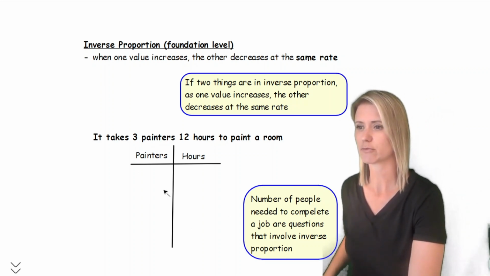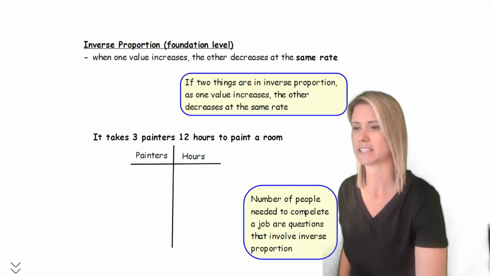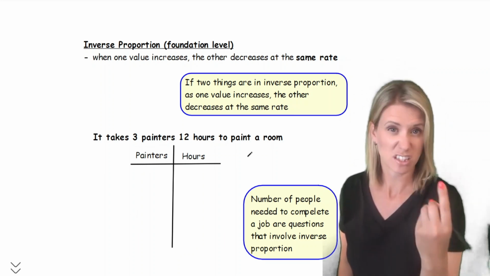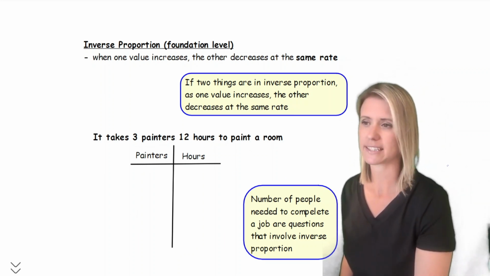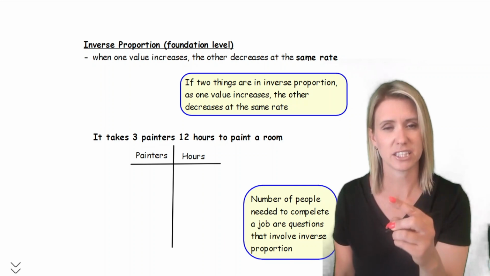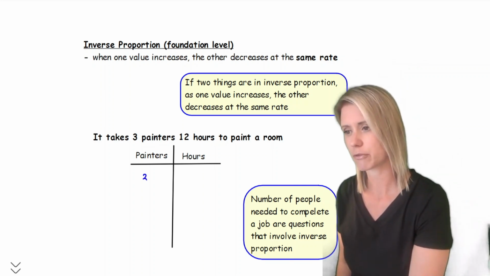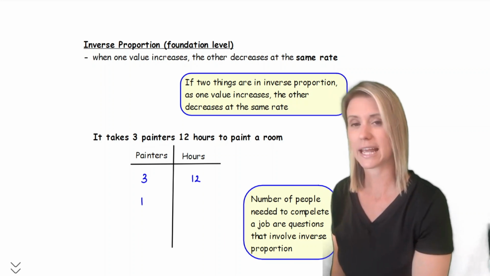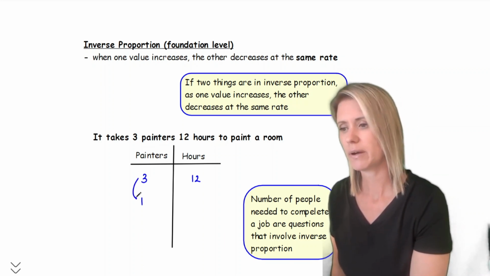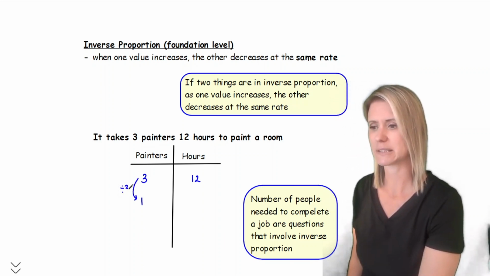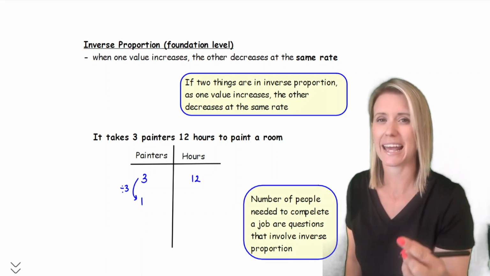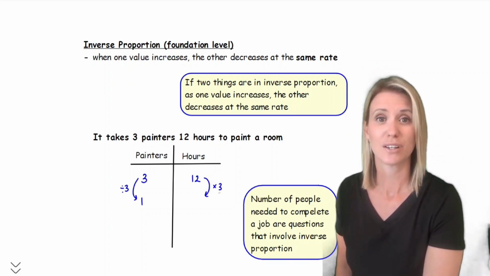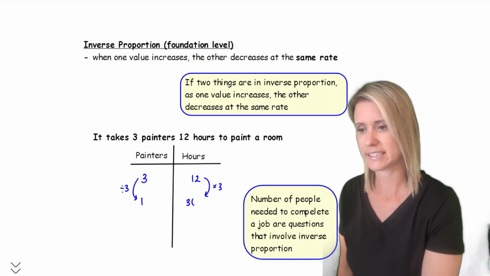So if it takes 3 painters 12 hours to paint a room, let's have a think of how the hours would change as we change the number of people. So this is how I'd set out inverse proportion, very similar to direct proportion. If we have 3 painters and we have 12 hours, let's work out how long it would take one painter. Well, we've divided the number of painters by 3. We have 3 times less people. Therefore, it's going to take 3 times longer. It's going to take 36 hours.